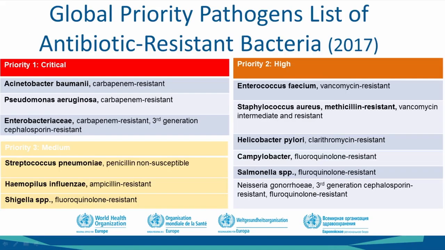WHO was asked by member states to develop a global priority pathogens list of antibiotic-resistant bacteria to help prioritize research and development of new and effective antibiotic treatments. It should be noted that Mycobacterium tuberculosis, the bacterium responsible for human TB, was not included in the scope of the prioritization of previously unrecognized health threats because there is already consensus that TB is a top priority for R&D for new antibiotics.